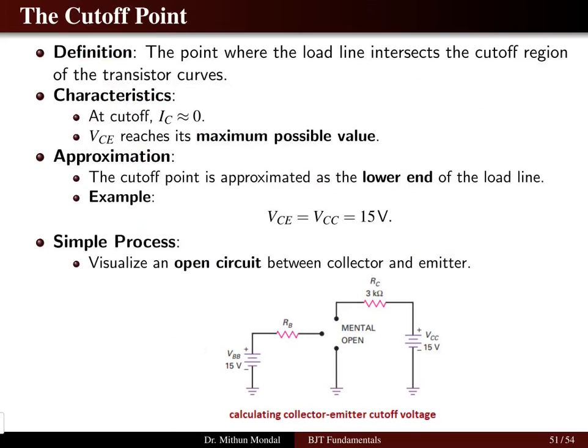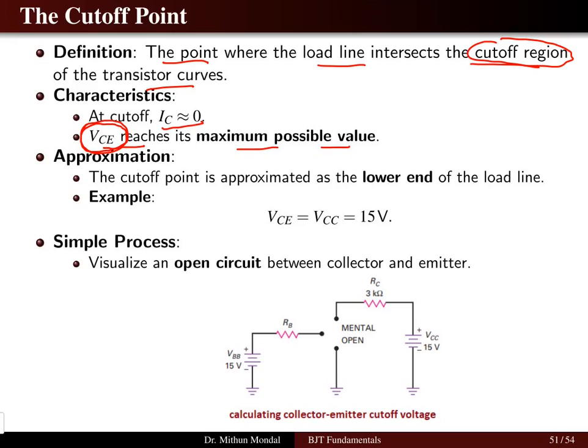The cutoff point, how do we define it? It is the point where the load line intersects the cutoff region of the transistor curve. So the cutoff region is the lower point where the collector current is approximately 0, and the collector-to-emitter voltage reaches its maximum possible value. In the previous case, the collector current reached its maximum value. Here the collector-to-emitter voltage reaches its maximum value.